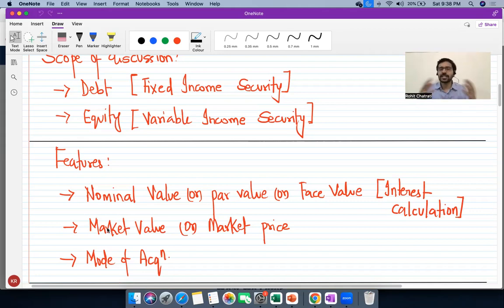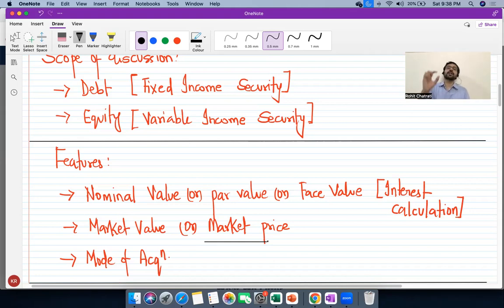Now, given that I've said that debt and equity are traded on an exchange, what you see on an exchange is the market price of that debt or equity instrument. What you typically see on the exchange is the market price. What does that market price mean?